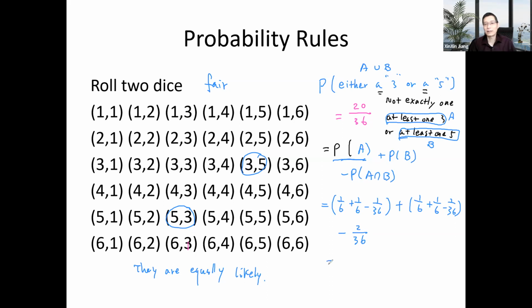All right, anyway, let's calculate it. 11 out of 36, plus 11 out of 36, minus 2 out of 36, still 20 out of 36. Okay. That is the union rule.